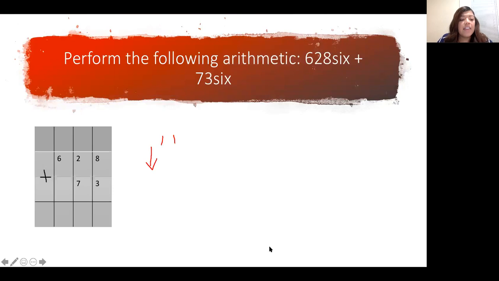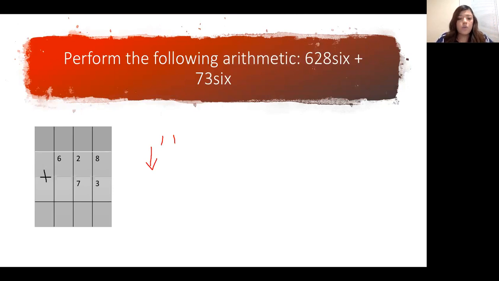All right, and then for our next one, we are asked to perform the arithmetic of 628 base 6 plus 73 base 6. So in the previous one, we were dealing with base 5 digits of 0, 1, 2, 3, 4. And then on this one, we're dealing with base 6, so we're going to be dealing with digits of 0, 1, 2, 3, 4, 5. So as you can see, based on whichever base they give you, the digits are up to that number.